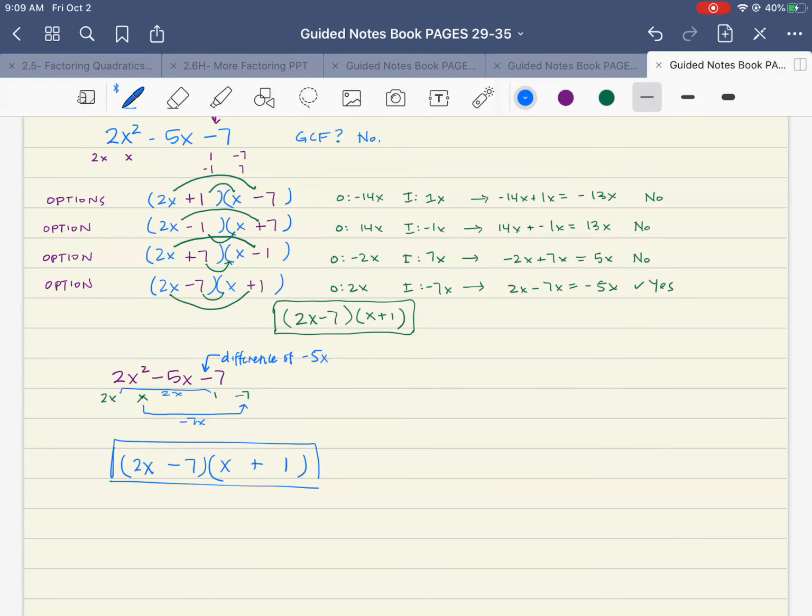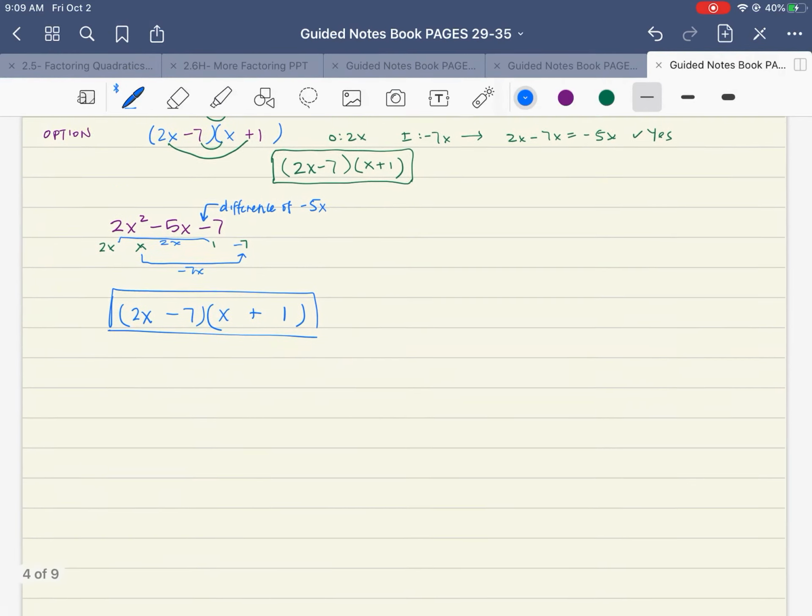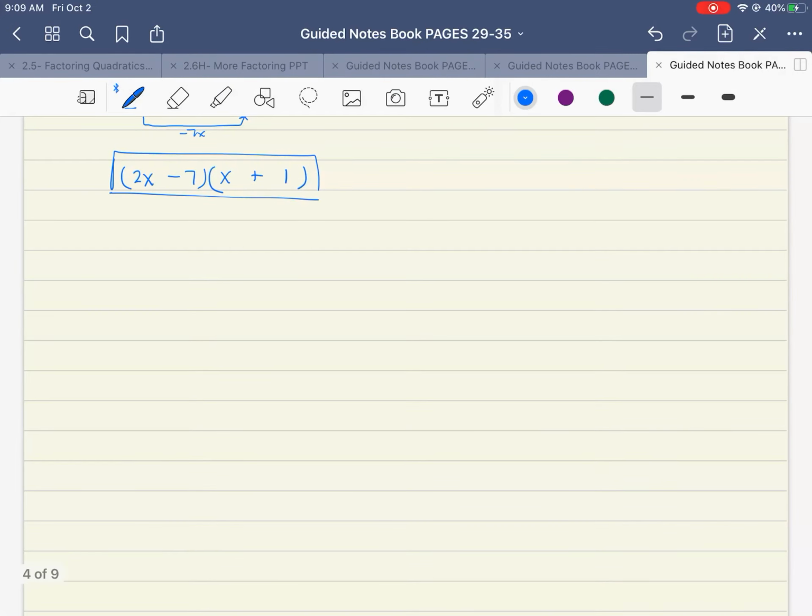Okay, so I'm going to work through another one that's similar to that, and then I will do some of those on the guided notes. So let's just look at one more example.